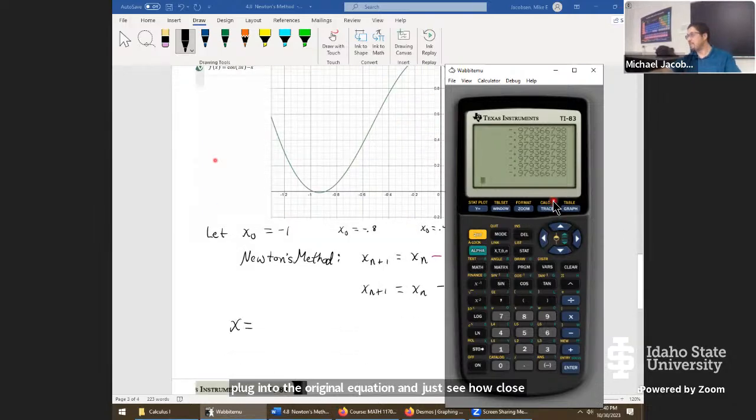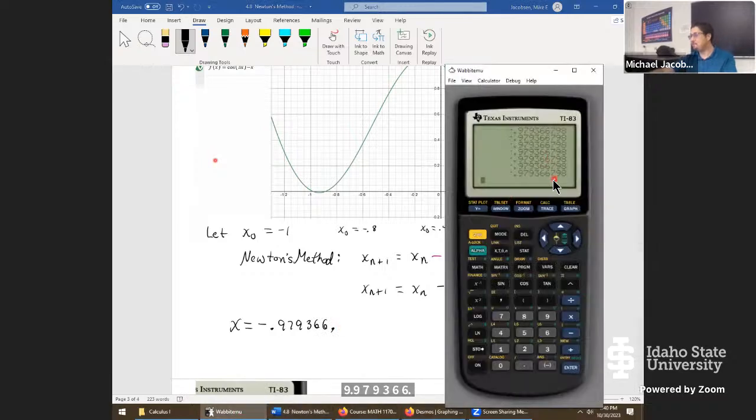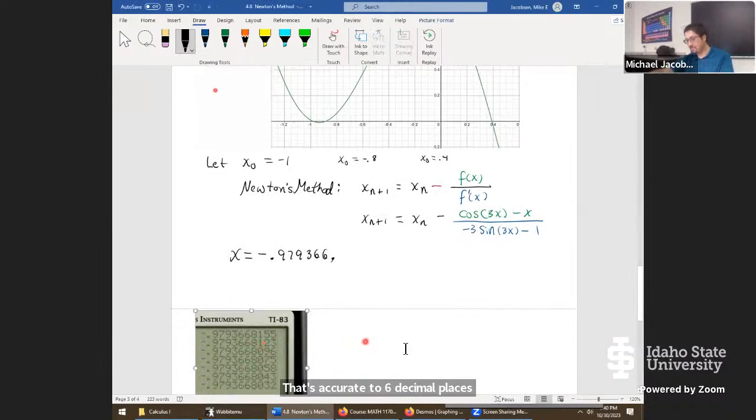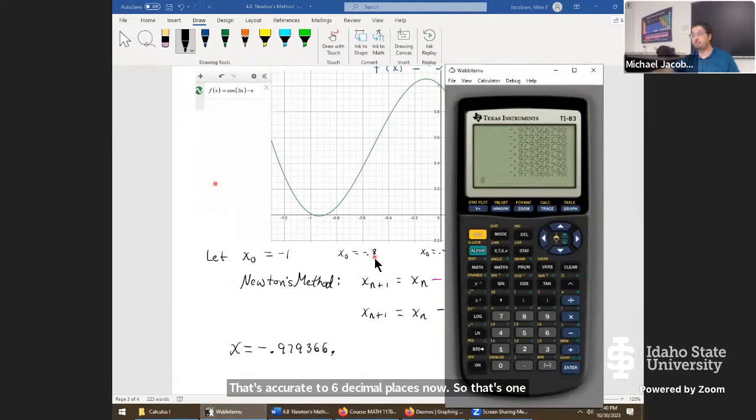But that's our first value to 6 decimal places, -0.979366. That feels weird to me because I'm always tempted to round up on these, but that's what they're going for in these problems. That's accurate to 6 decimal places now. So that's one down. We have 2 more values to find, but it's just a matter of changing your initial guess. Any questions at all, folks, so far on that first value?